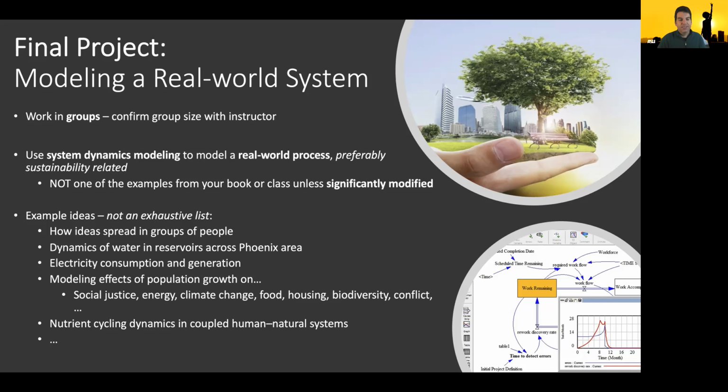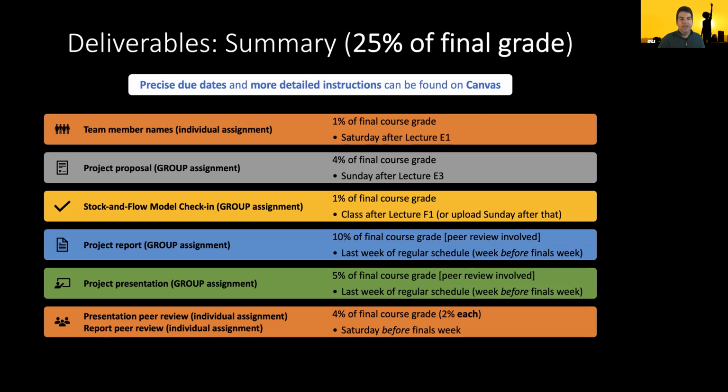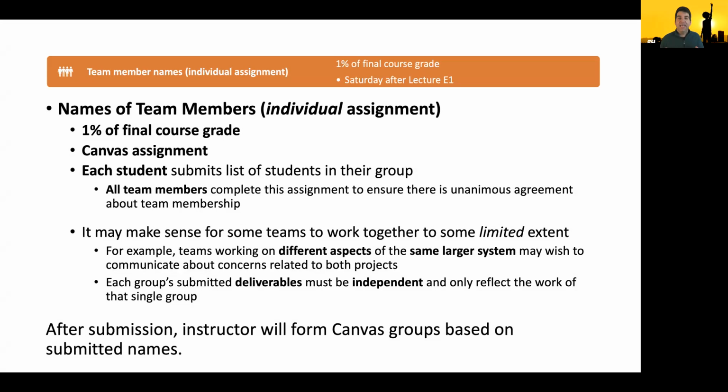So how is this going to be organized? Well, there are a number of assignments which go into this, which are trickled in throughout the rest of the semester. These assignments all add up to 25% of your final grade for the course. Precise due dates and more detailed instructions can be found on Canvas for each one of these. I'm just going to give you a brief overview of what's expected at these different points throughout the rest of the semester. The first thing you have to worry about is forming your team, so choosing people to be in your team. Normally this will be about 3 or 4 team members, but for your particular class, your instructor or I might change that depending on how many people are in your class.